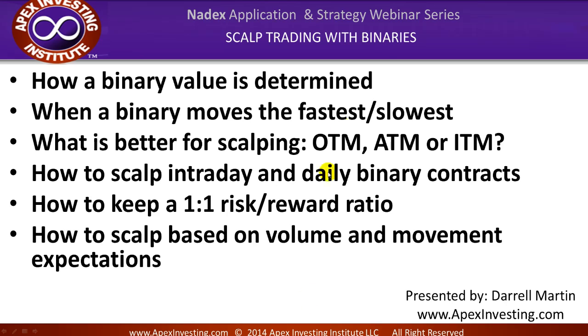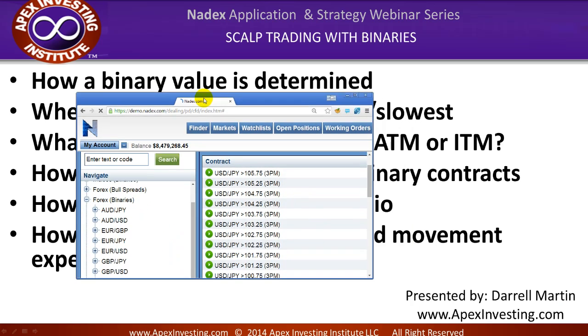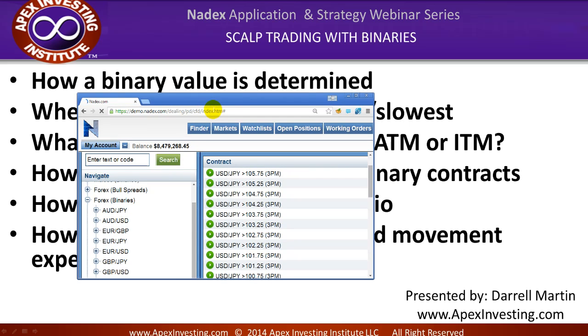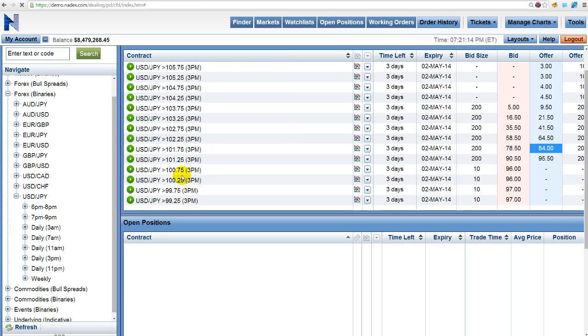All right, so let's talk about real quick just what a binary is. And to do that, I'll pull up a binary chart. That makes sense, right? So let me grab a binary chart over here, and I will show you this. You may not even have known you can do this. It's pretty cool. Let's say we're looking at U.S. yen, and we're looking at the most current expiration we can get.